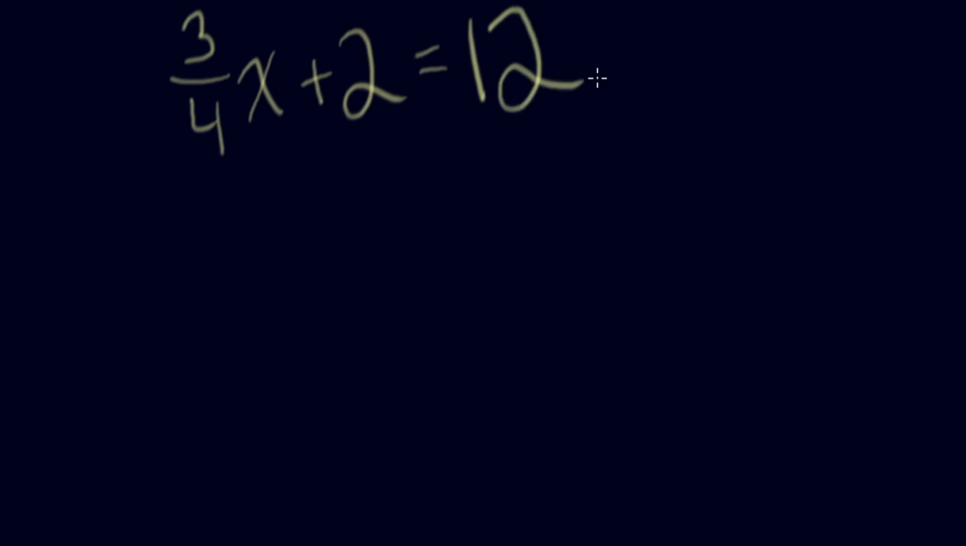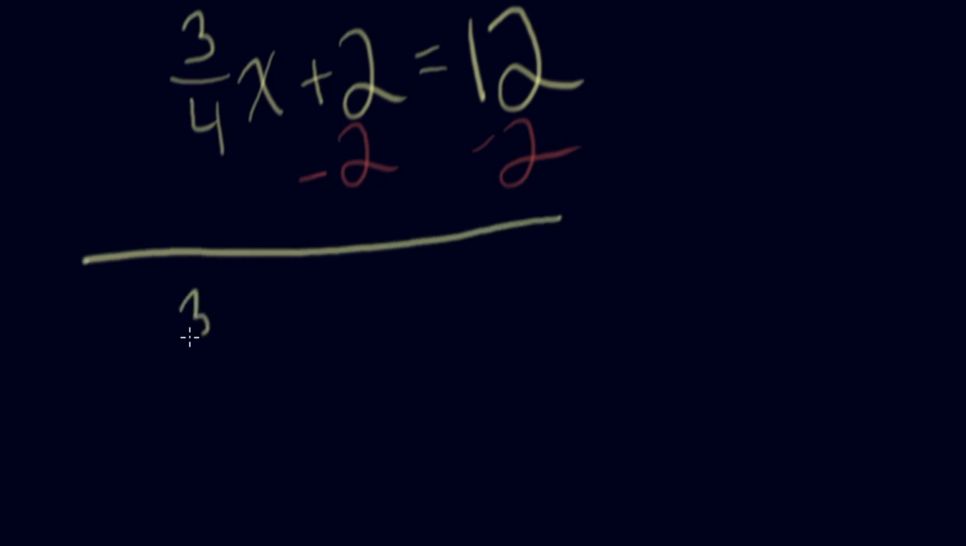Okay. So 3/4 x plus 2 equals 12. So the first thing is that I got to get rid of all the plain numbers on the left. The plain number is a positive 2. So I'm going to subtract 2 there. And now I'm going to have 3/4 x equals 10. Now how do I get rid of the 3/4?